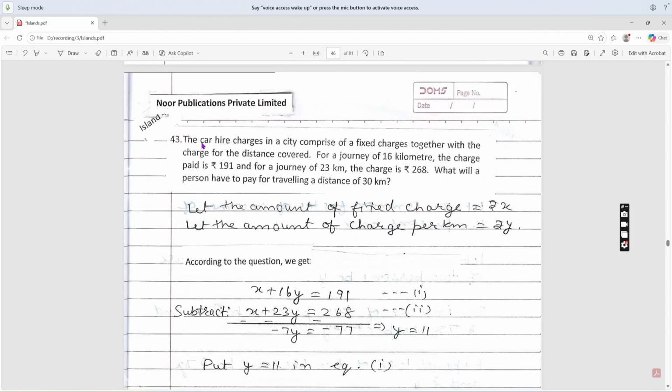Okay, next. A car hire charge in a city comprises a fixed charge together with the charge for the distance covered. For a journey of 16 kilometers, the charge paid is rupees 191, and for a journey of 23 kilometers, the charge is 268. Again, it is the same.